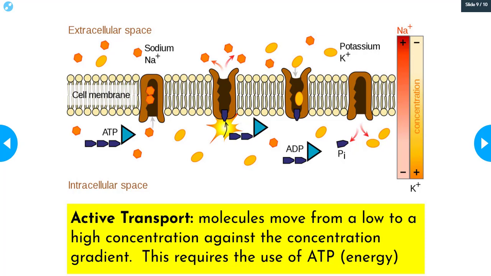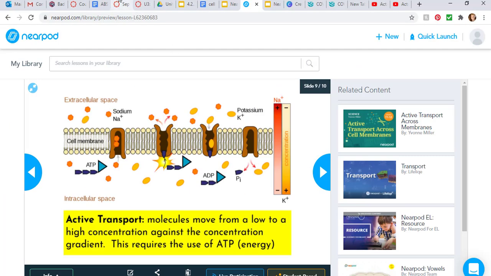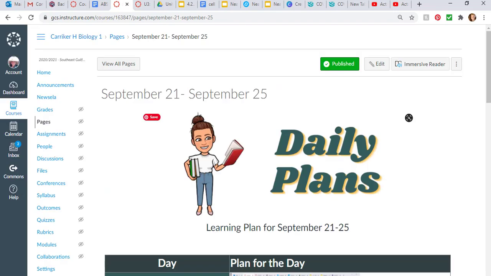And in the next slide, you'll see a video that does a much better explanation than I could show you with just this one picture of the sodium potassium pump. So I'd like you to watch that video. I'd like you to grab the notes. Let me pull them up for you here.